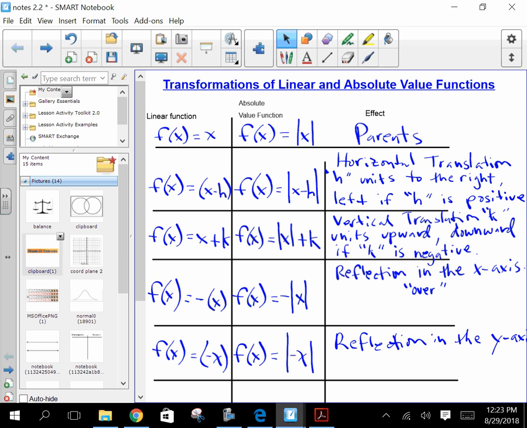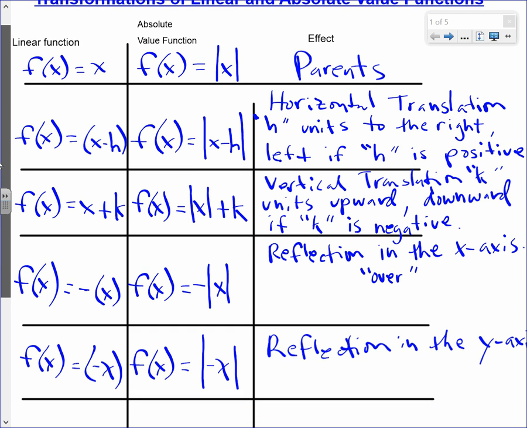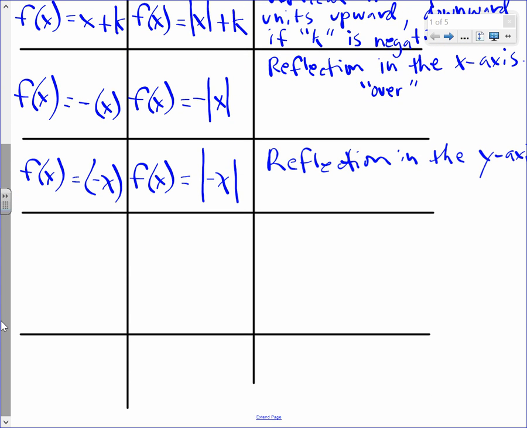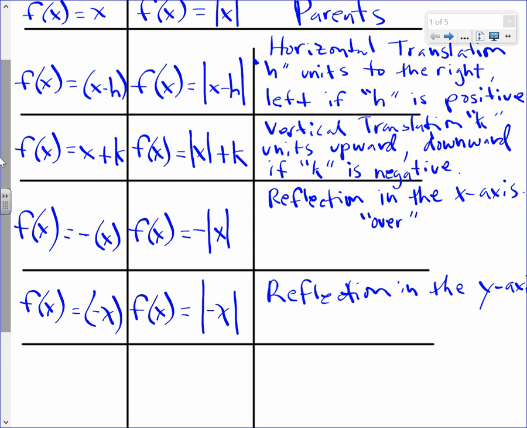Yesterday, we went over the first four. We went over translations, vertical translations, horizontal, we did reflections, and the last two rows now we're going to fill in. If you're absent, you're going to go back and watch the video for the first four on assignment 4. You're welcome.